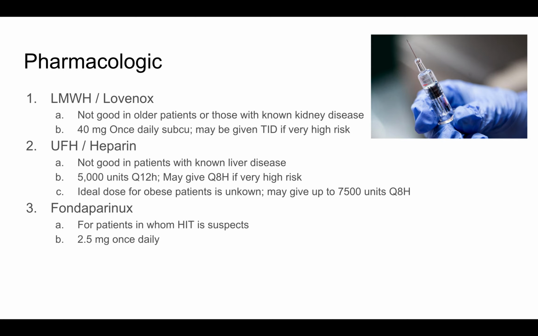Unfortunately, heparin is usually weight-based dosing. However, at least in the UpToDate article that I pulled this from, ideal dosing for obese patients is unknown, and they state that you can give up to 7,500 units every 8 hours in these obese patients who are very high risk for VTEs. Your last option here is fondaparinux.